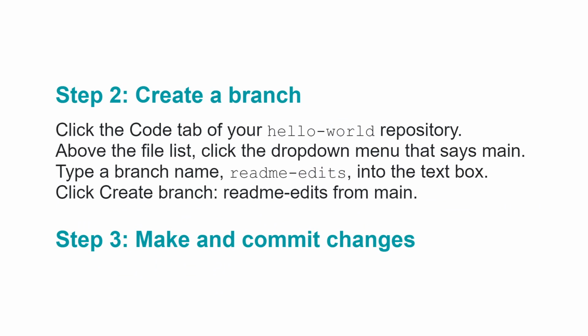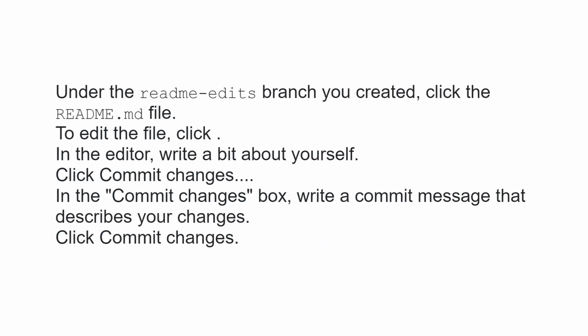Then for creating a branch, click the code tab of your hello world repository, because hello world is the one we just created. Above the file list, click the drop down menu that says main and type a branch name. Suppose I put a branch name like readme-edits into the text box. So click create branch. So this is the readme-edits branch from our main. From the main we created a branch here. How to make and commit changes, we will see next.